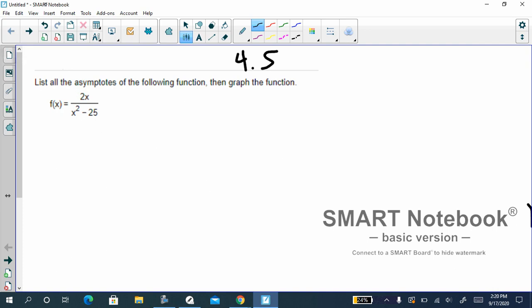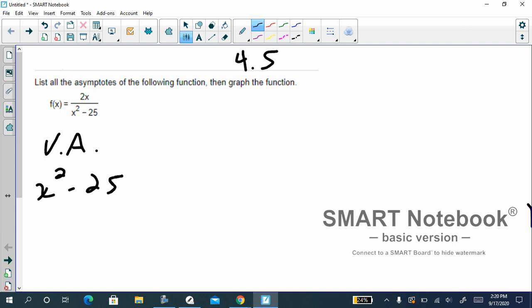They want us to list the asymptotes. There should be a handout in Canvas under modules that overviews all the asymptotes. But let's start with the vertical asymptotes. The vertical asymptotes occur where it's undefined.